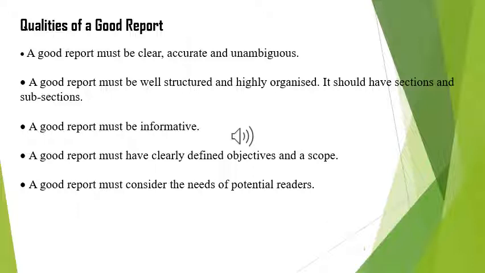And a good report must have clearly defined objectives and a scope. So a report is supposed to say, what were the objectives of the investigation or the research or the observation, and what is the scope? You can't be told to go outside and write a report on everything. There has to be a scope, a limit, that this is what is going on, and you are expected to produce a report on only one, only A or B or C, not on A, B, and C.